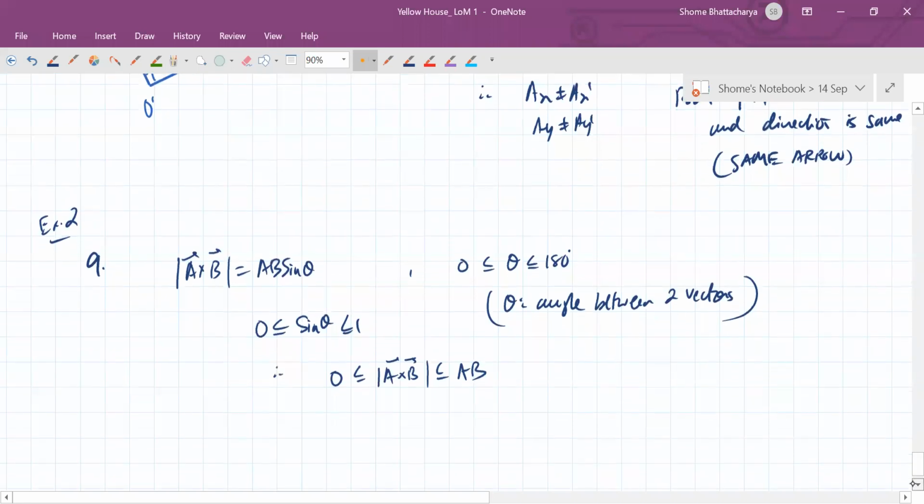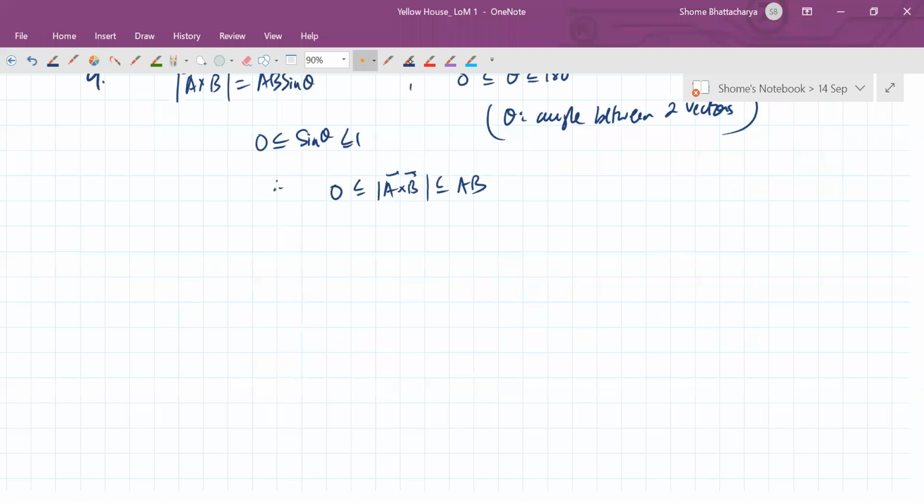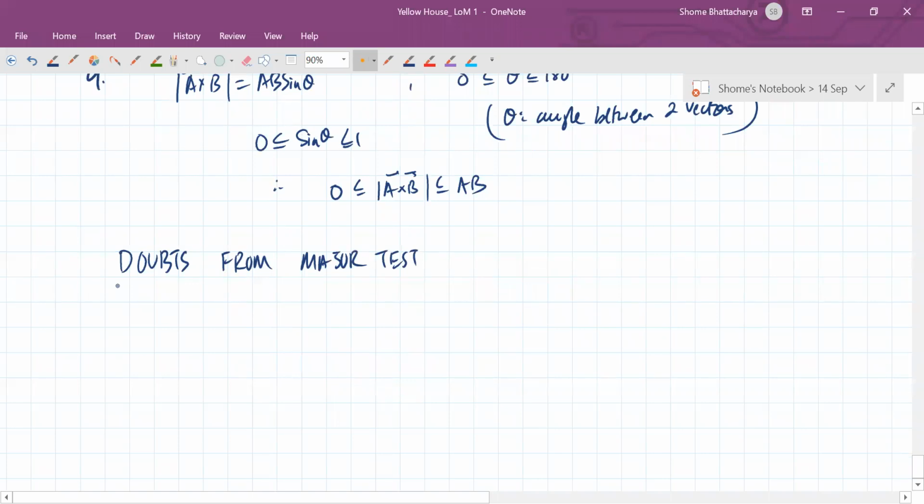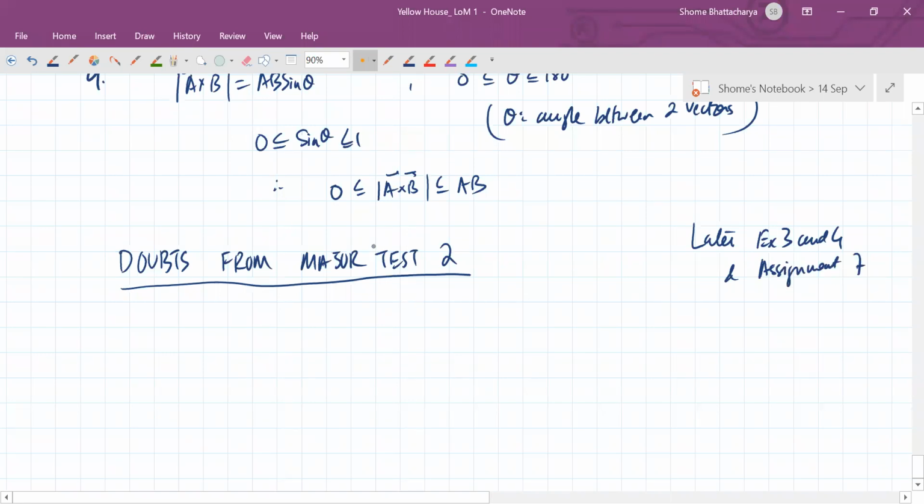Okay, now we'll come to exercise 3 and 4 later. Since many of you are now requesting major test 2 doubts, let's come to doubts from major test 2. After that, we will come back to exercise 3 and 4 and also assignment 7. A couple of questions are pending in that, so we'll discuss that. So don't worry, we'll discuss each and every question before we move to the next chapter. There is no hurry in that sense.